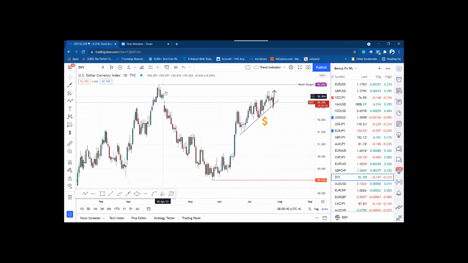I've been saying you will first fill this gap. Okay, let me draw. Okay, the gap has been filled. So now once the gap has been filled, the next target is going to be this. That's why I was anticipating that the dollar index is likely to continue to move higher to 93.40. That is what I think, right?